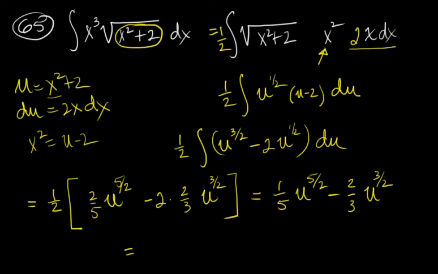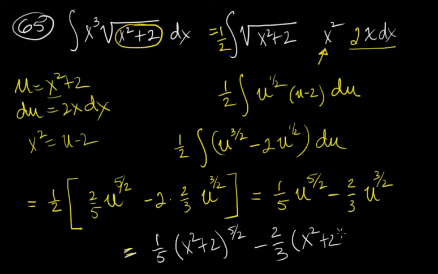So I'll go back in white. Go back in terms of x, and we have 1/5 times the quantity x squared plus 2 to the 5/2 minus 2/3 times the quantity x squared plus 2 to the 3/2 plus a constant.